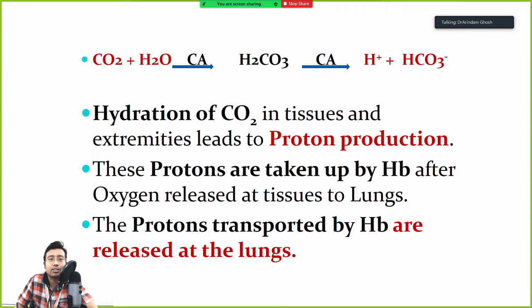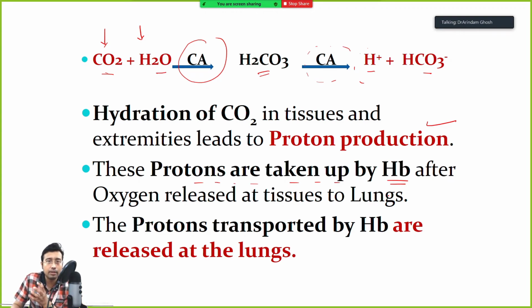Now you see this reaction we know from our acid base classes: carbon dioxide plus water, carbonic anhydrase, carbonic acid, again carbonic anhydrase facilitates breakdown into H plus and HCO3 minus, right? So this states that when we mix carbon dioxide and water, it leads to production of protons. Okay, that is a known thing. We already know how carbon dioxide in water can produce acid. Okay, now these protons actually are taken up by hemoglobin after oxygen is released at the tissues.